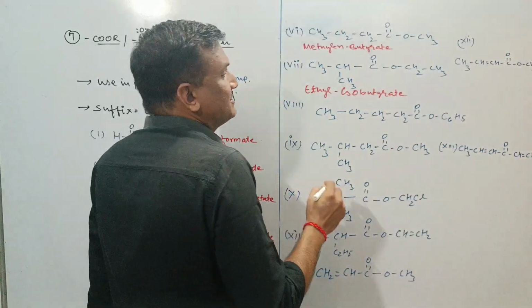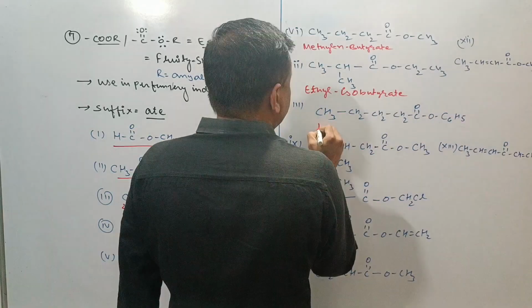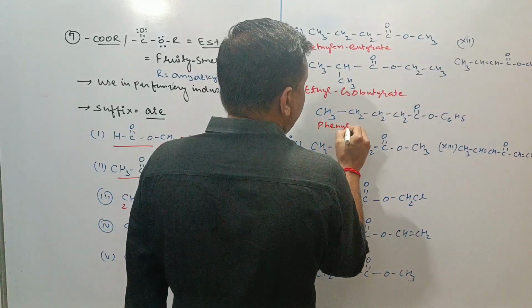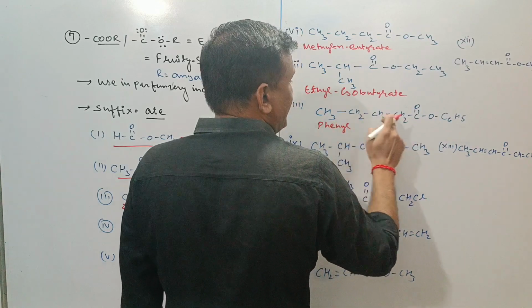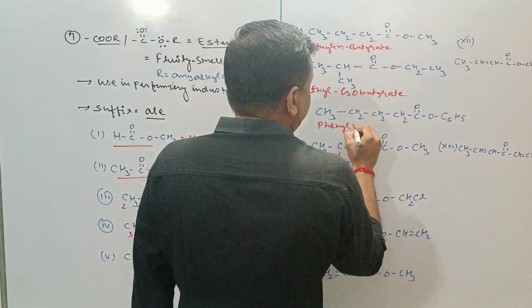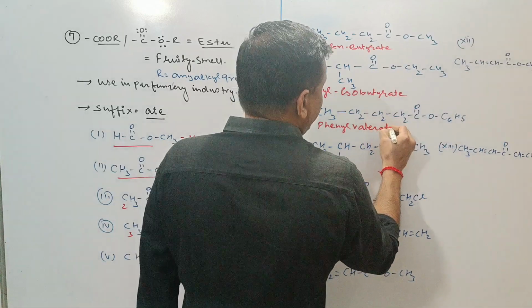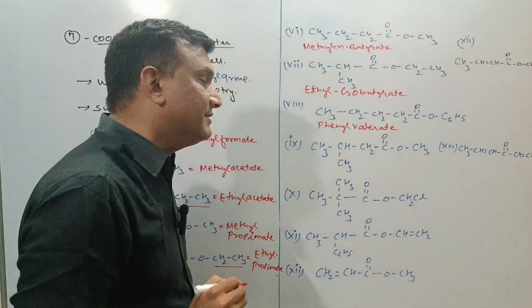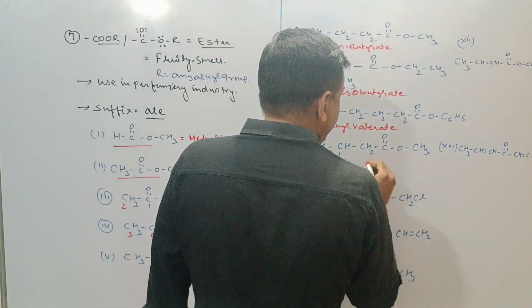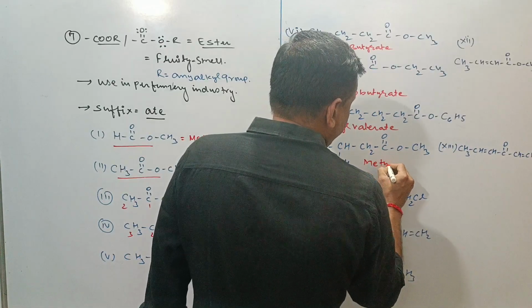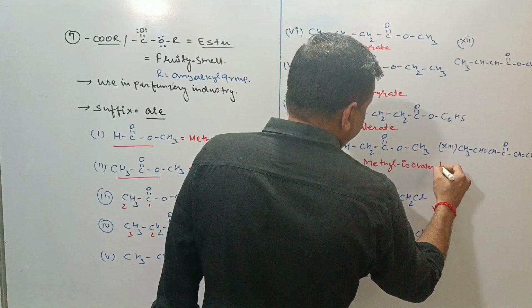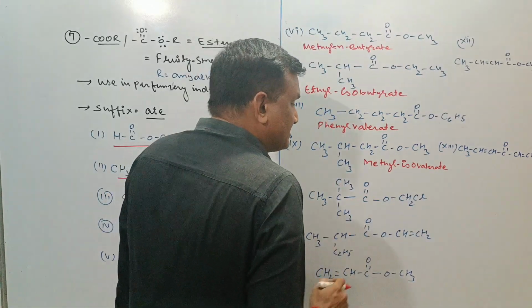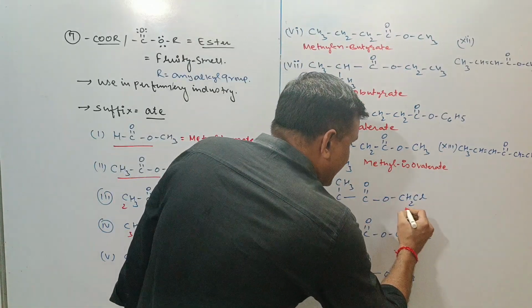If we go with the next, this is the phenyl, so the name of the compound will be phenyl. Here are 5 carbons in the chain, 1, 2, 3, 4, 5, because the carbon is countable. So it will be valer plus ate, phenyl valerate. Now for this, it will be methyl again, and this is the isovalerate.